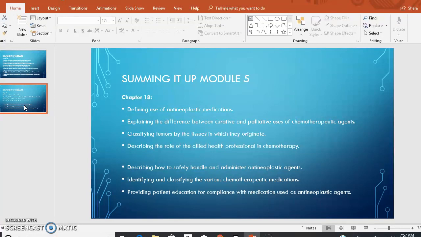We can describe how to safely handle and administer anti-neoplastic agents. We're able to identify and classify various chemotherapeutic medications, and we now know how to provide patient education for compliance with medication used in this area.